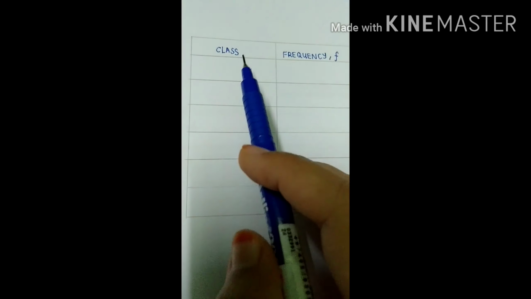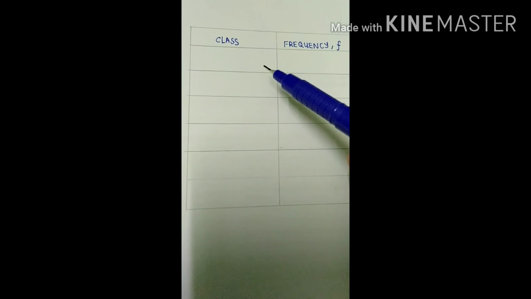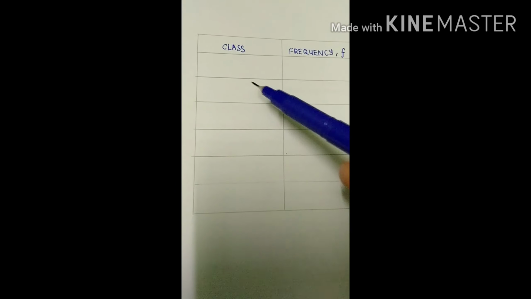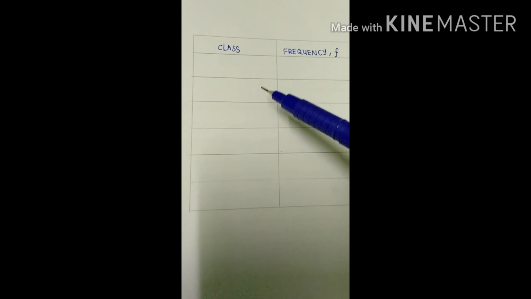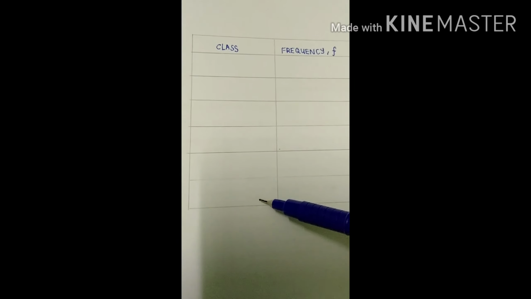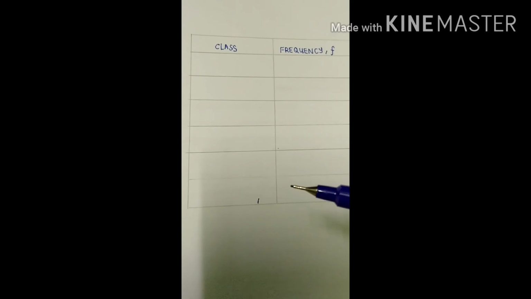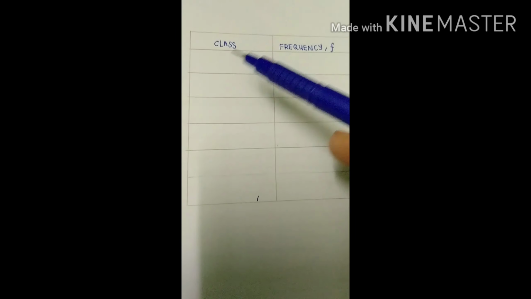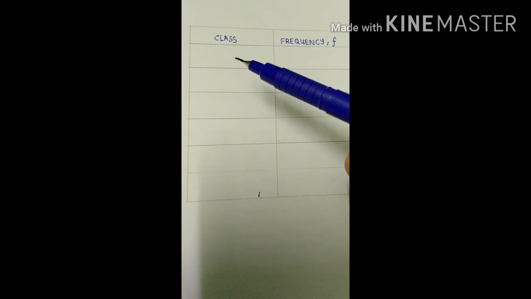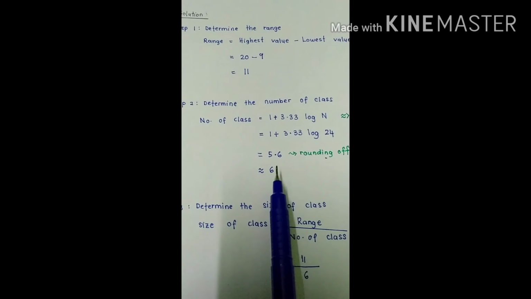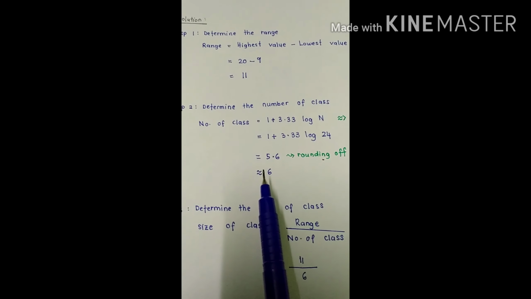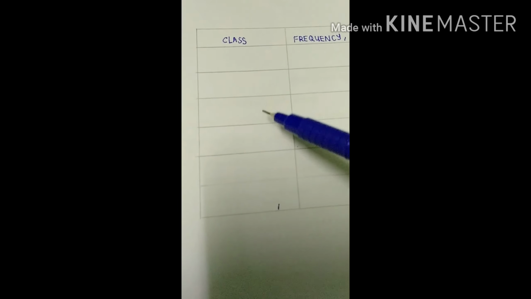Okay, so class, how do we know how many classes we have here? As you can see, I have 1, 2, 3, 4, 5, 6 rows for class. So we can know the number of classes from step 2, determine the number of classes. We already calculated that the number of classes for our data is 6. So that's why we have 6 classes here.